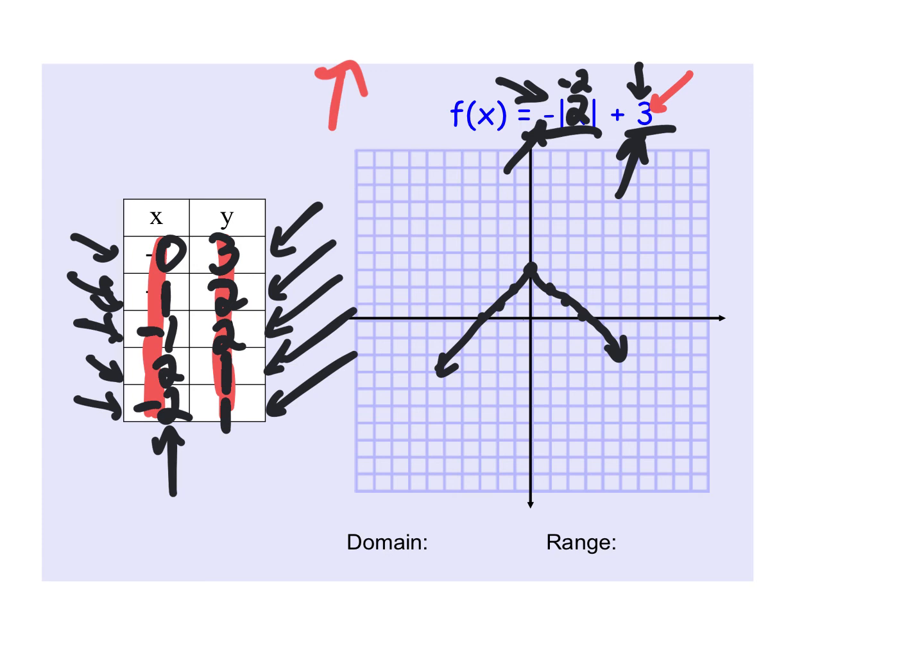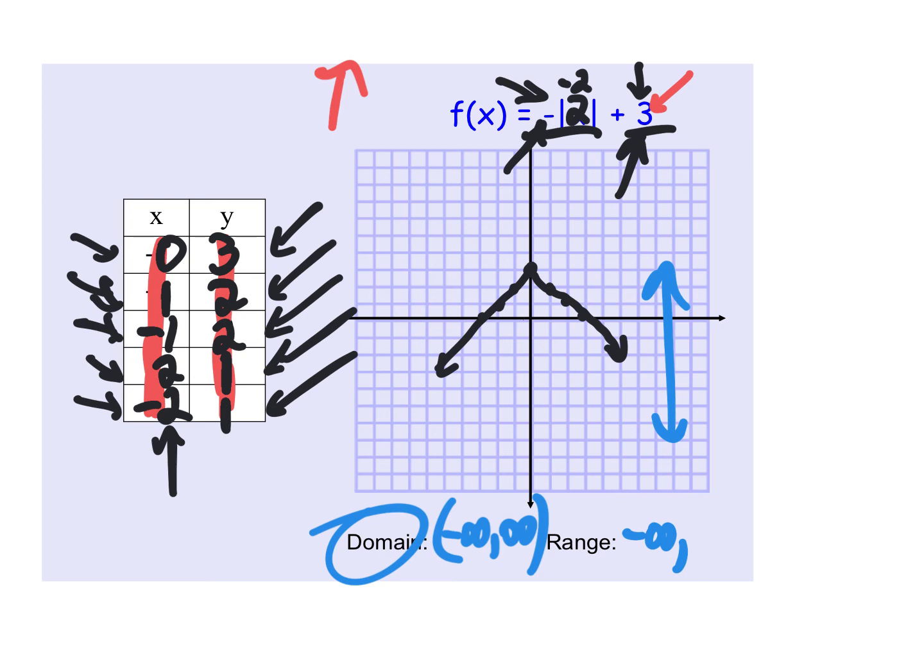Who would have known? Okay, domain, that's left to right, and it goes forever in both directions. The range, that's how low to how high. Well, remember you always start with low on the range. The lowest it goes, negative infinity. The highest it goes is 3.